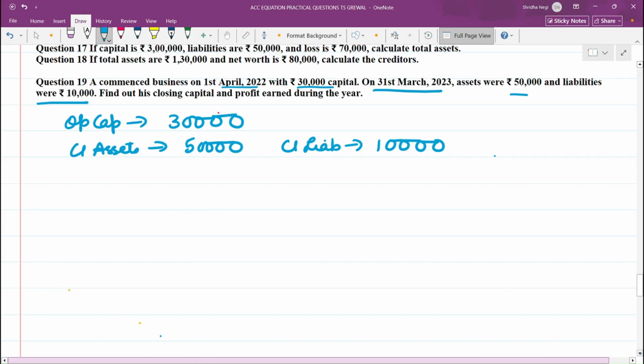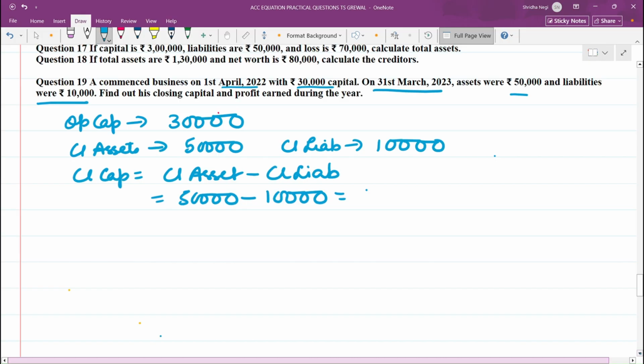So what will be your closing capital? Closing capital will be equal to closing asset minus closing liability. So your closing asset is 50,000 minus 10,000, which is equal to 40,000. This is your closing capital. Now what else do you have to find out? Find out the profit earned during the period.